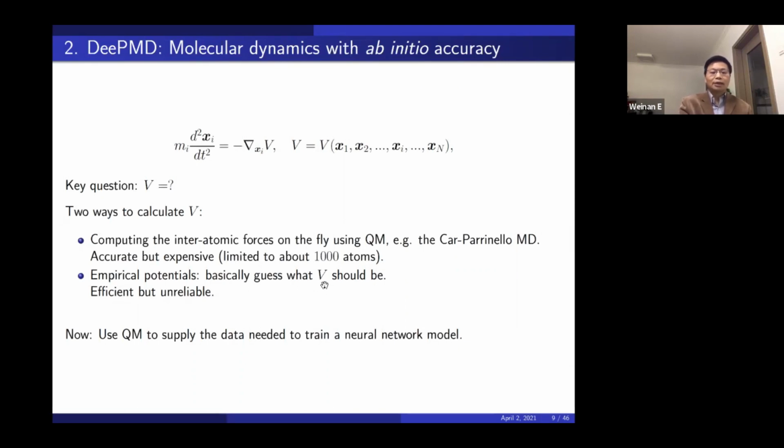So the new idea would be the following: we use the quantum mechanics model just to supply the data. We can calculate quantum mechanics models for small systems and collect lots of those, and then we use machine learning to train a model, an approximation for this function V, and then we just do classical molecular dynamics. Of course, to do this really reliably, there are lots of technical issues that one has to deal with, but this can work out very well.